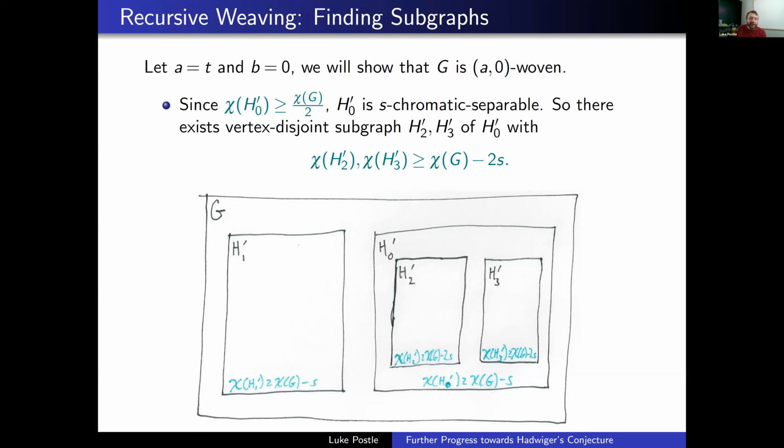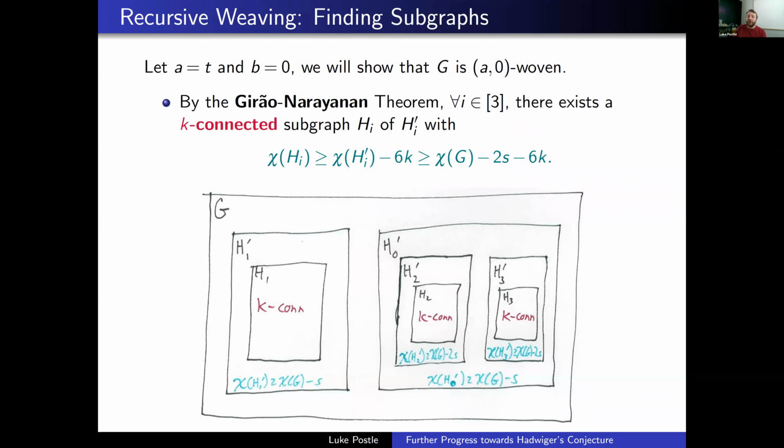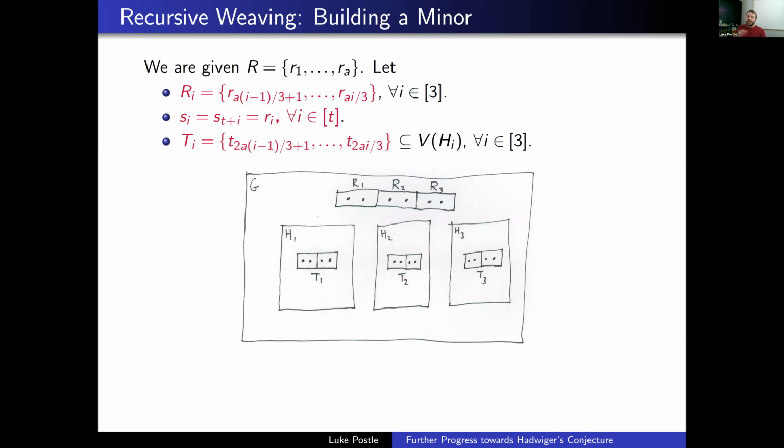Why am I doing this? Because it turns out it's better, instead of having two, to have three, for this recursive idea. You want three pairs. Now inside all of those, I'll apply the Girão-Narayanan theorem to clean up the connectivity. At a factor of 6k inside each, I can get a k-connected high chromatic subgraph. So we end up with this picture, where I have my big graph, and I have three high chromatic, highly connected subgraphs. How do I build the minor? It's the obvious recursive idea that I've already explained. Again, we're doing this in woven, so we want to build a rooted minor on the R's.